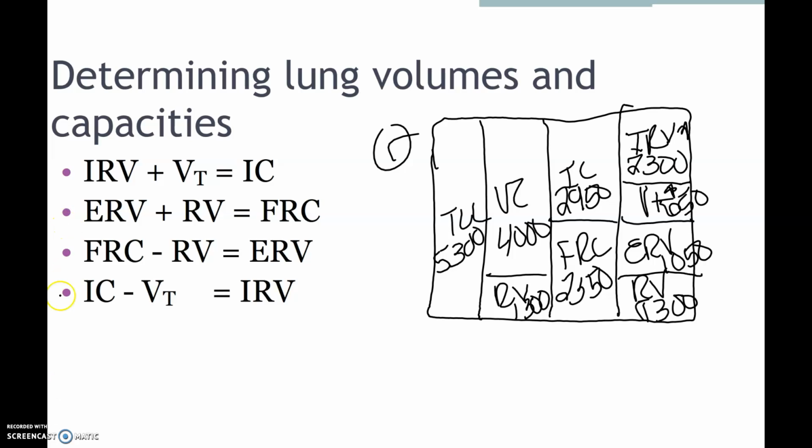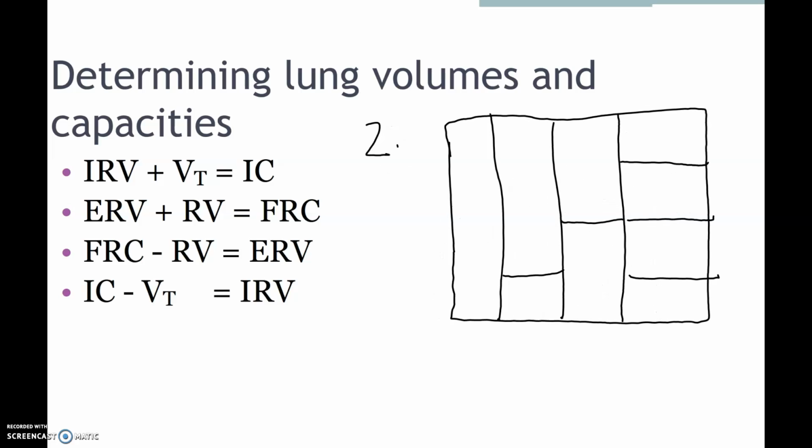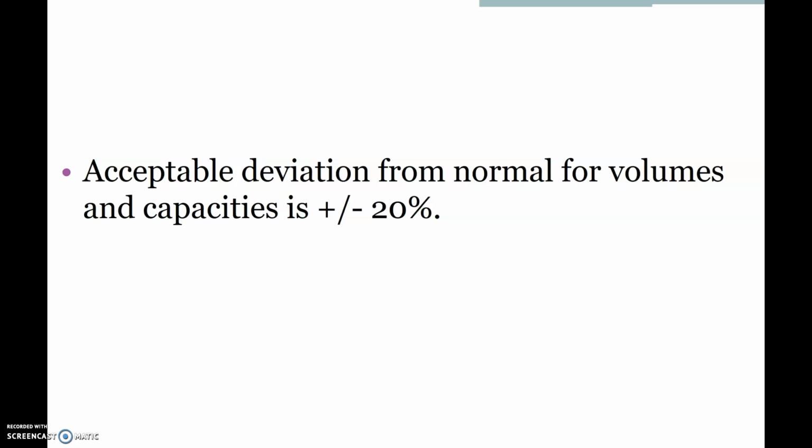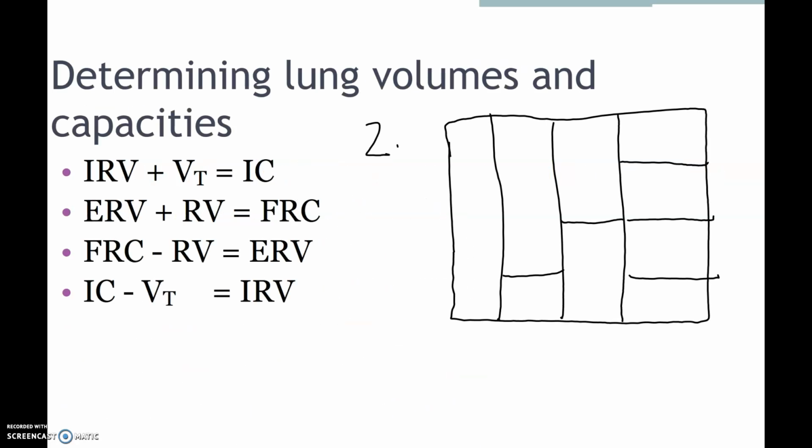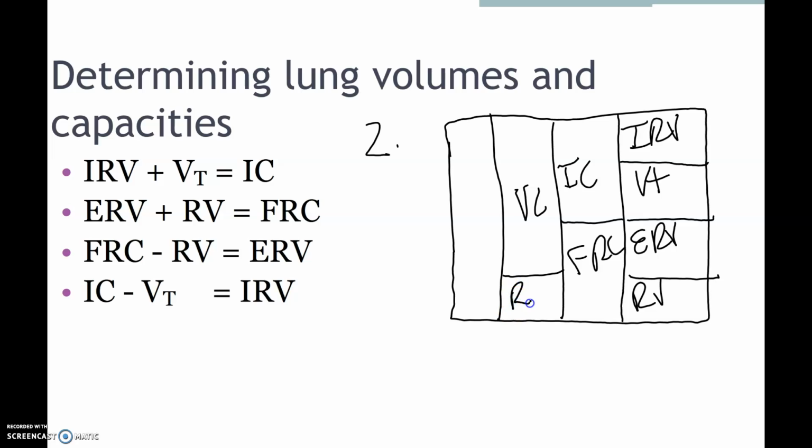All right, let me clear that off of here. Okay, for number 2, we're going to fill in our blank PFT box again. We're given a vital capacity of 3,500, but let's put all these labels on here first. So we have IRV, tidal volume, ERV, RV, inspiratory capacity, FRC, vital capacity, residual volume down here again, and total lung capacity.